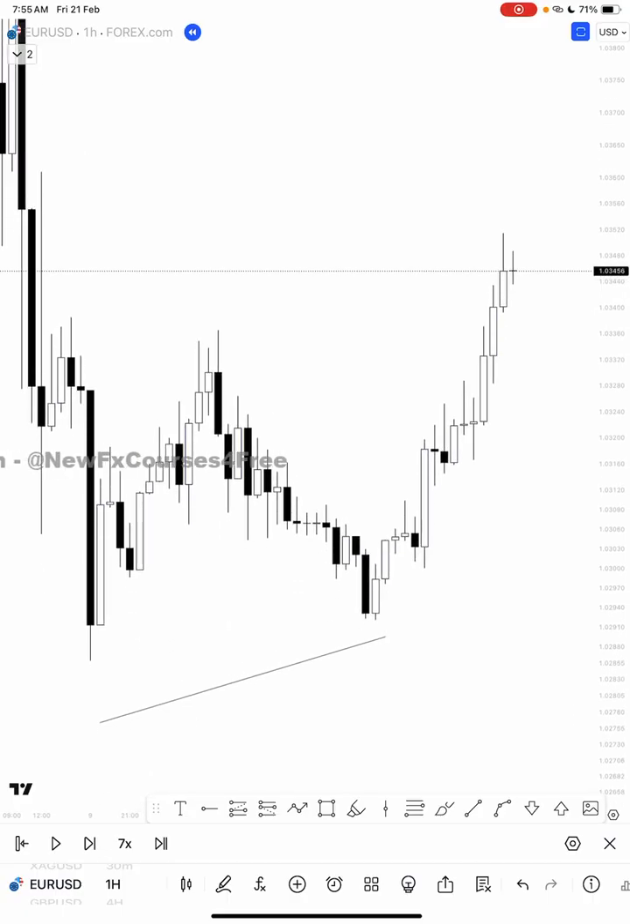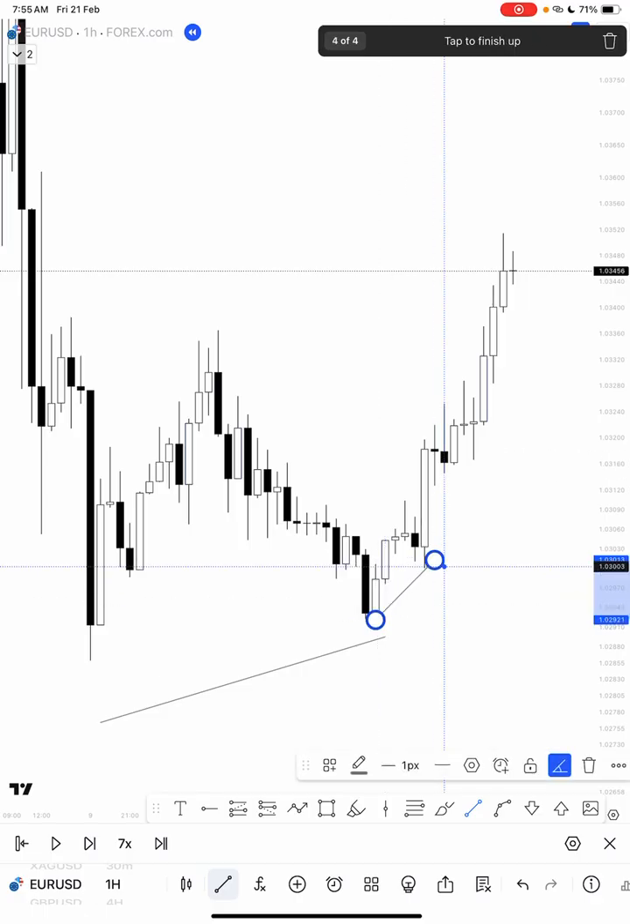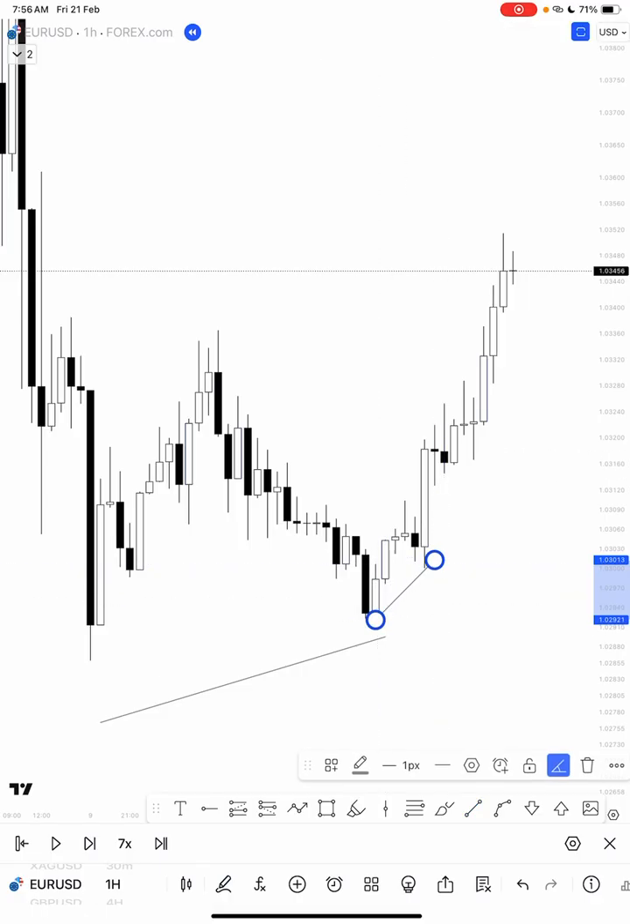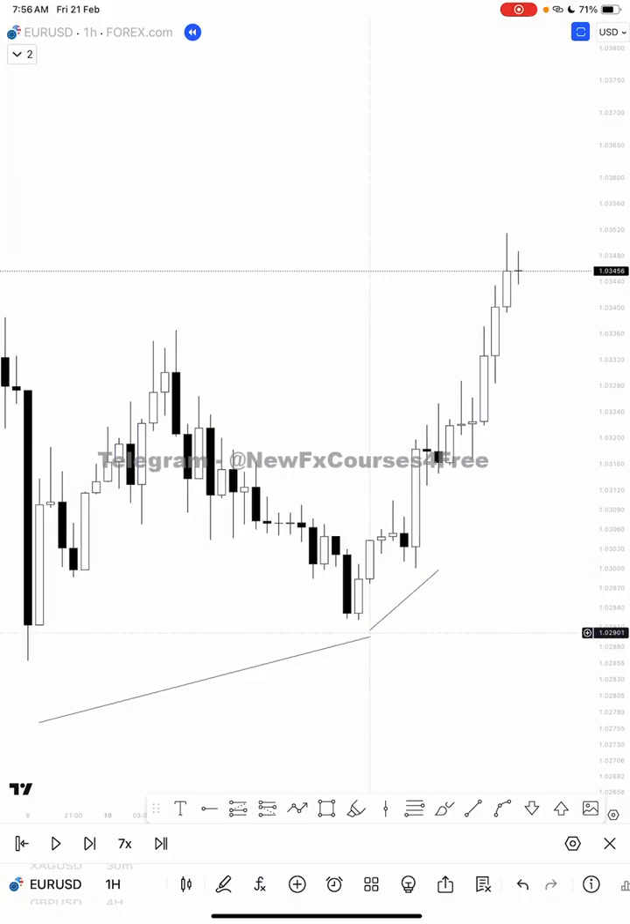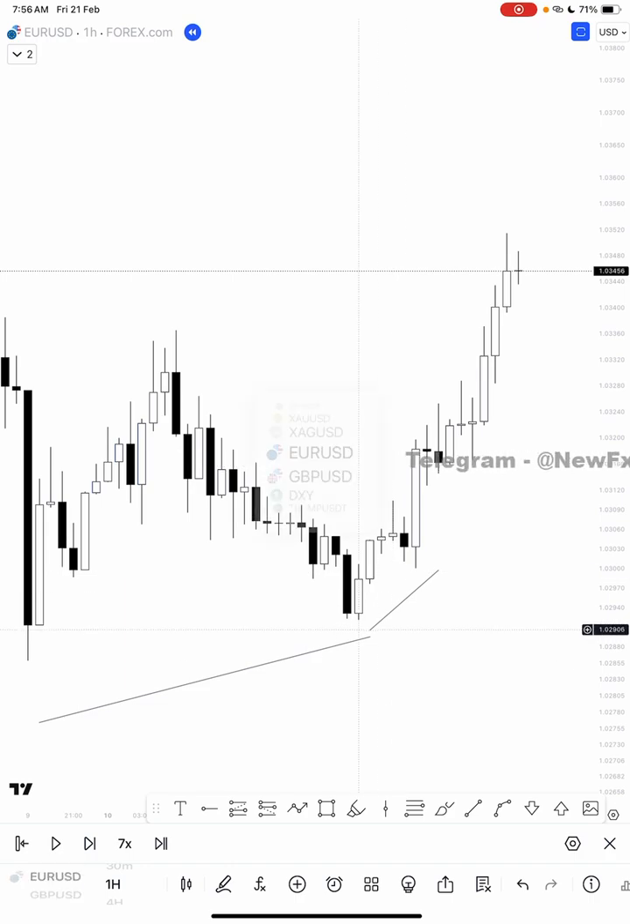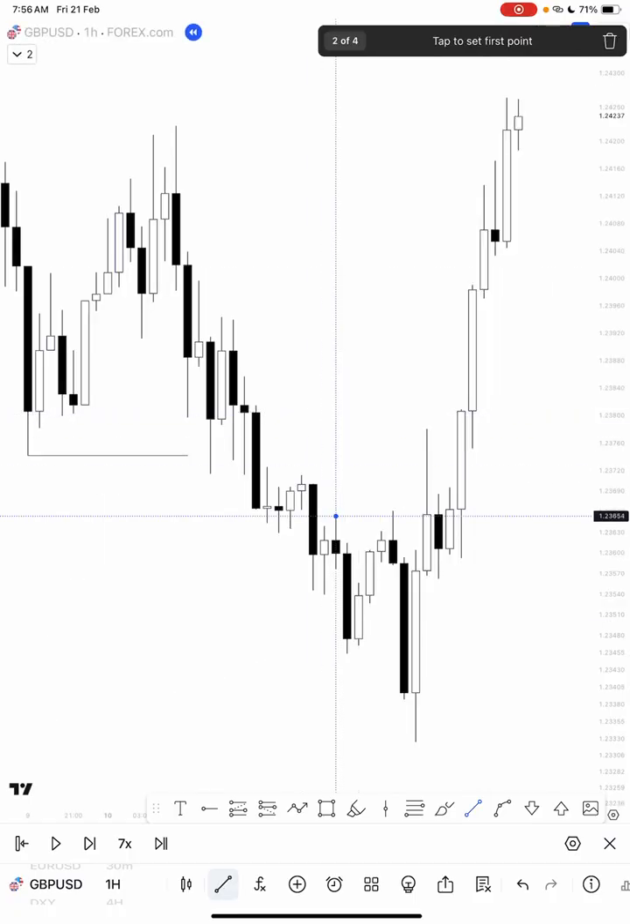So here we got our higher time frame SMT. So over here there was another SMT with this. This is actually a lower time frame SMT. EUR/USD did not actually take this low, but GBP/USD took that low, and that was a total soup.